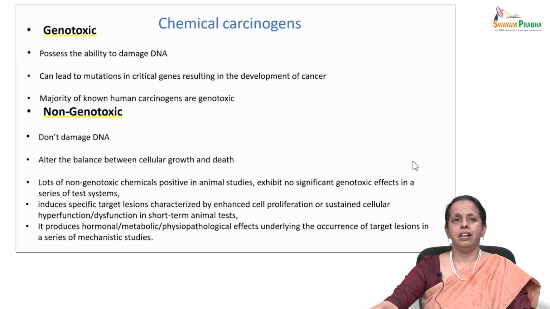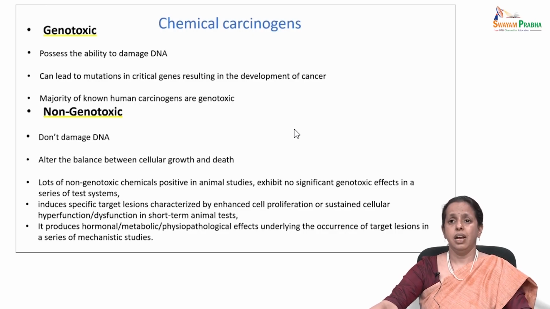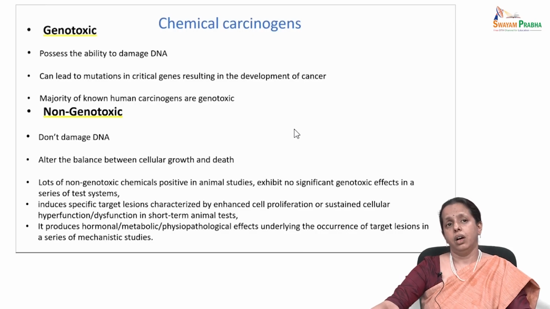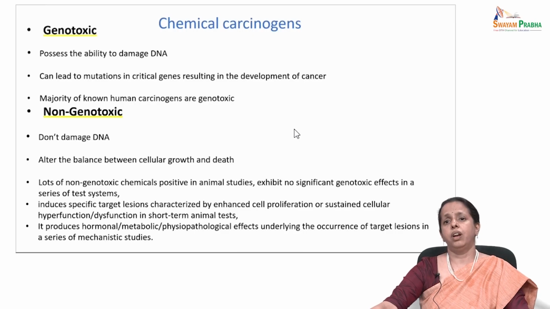What are DNA adducts? How do these genotoxic carcinogens act? They cause DNA adducts. These are nothing but covalent bonds established with macromolecules, and if they are not removed by your regular repair mechanisms prior to DNA replication, they will result in mutations.